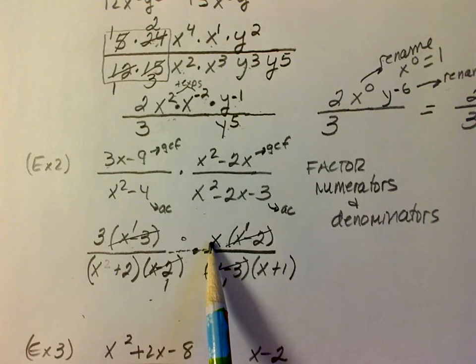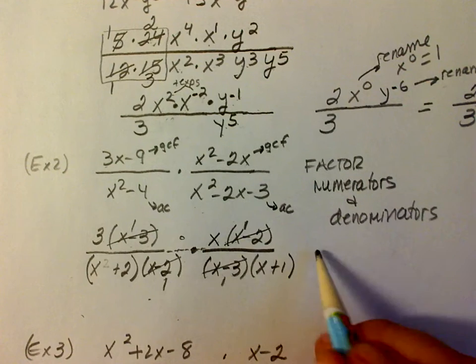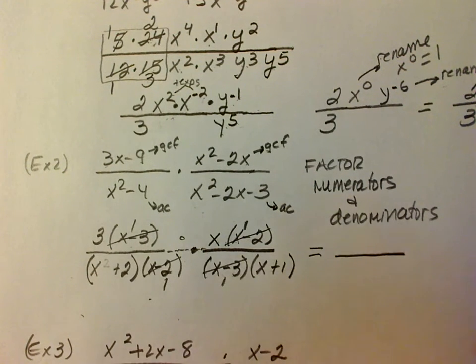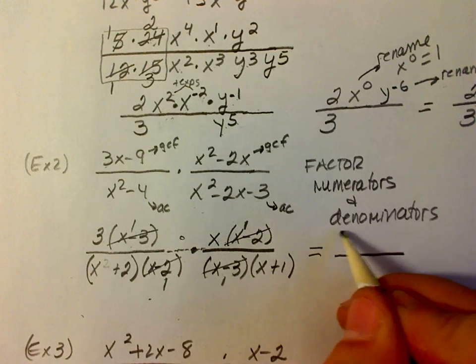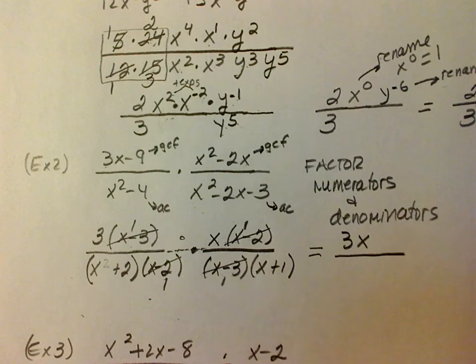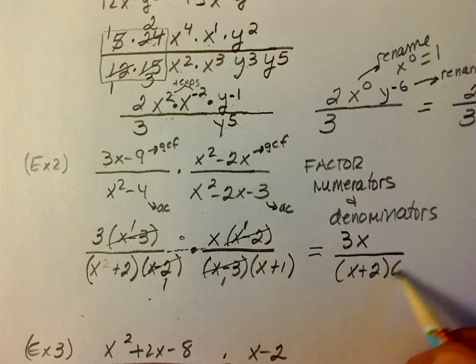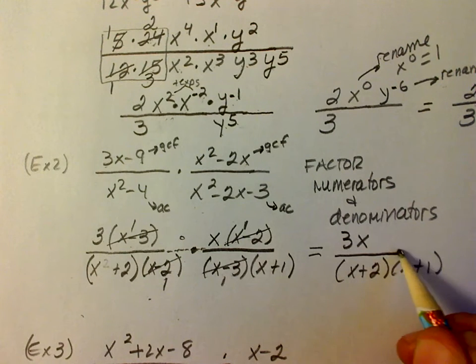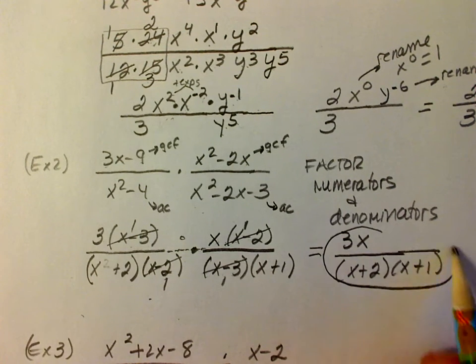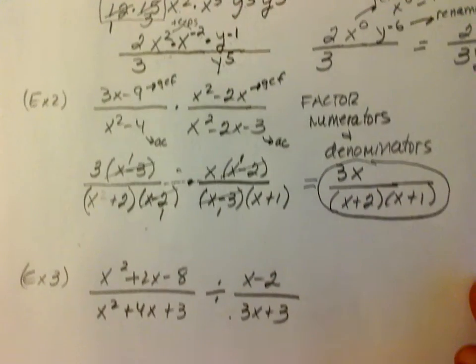So now with my remaining numerator and denominator, I will now consolidate or multiply it together. So I have 3x in my numerator, and the denominator has x plus 2 and x plus 1. That would be your final ratio.